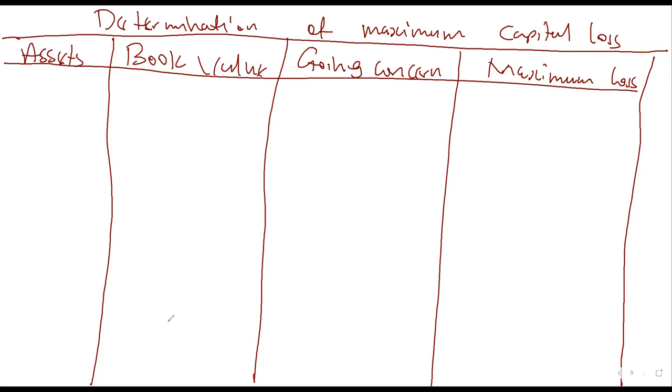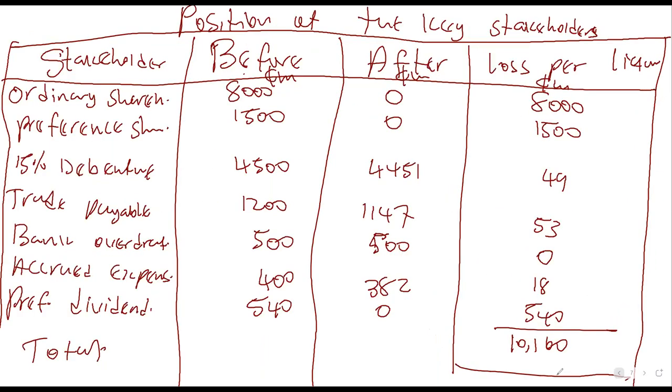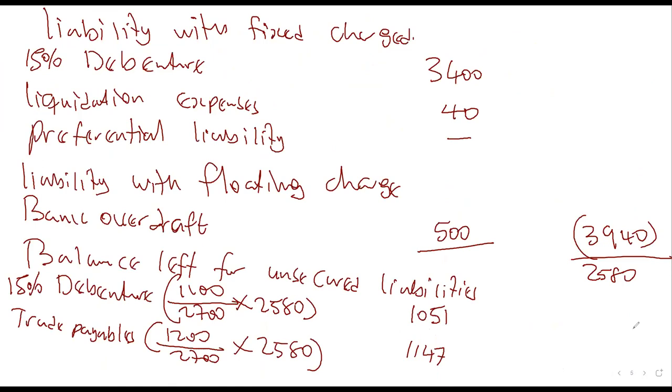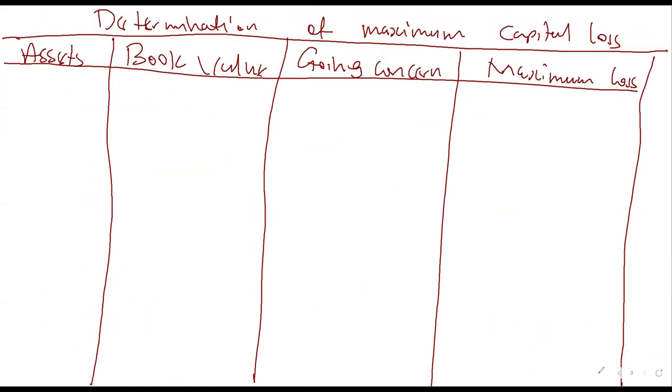Yeah, list all the assets again. You can just go back and copy the assets as listed here. This time around, if you are listing the assets, they must come with their figures. List all the assets with their book values. You are free to copy the book values.